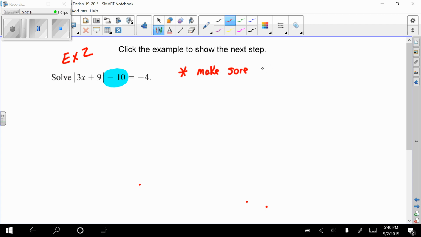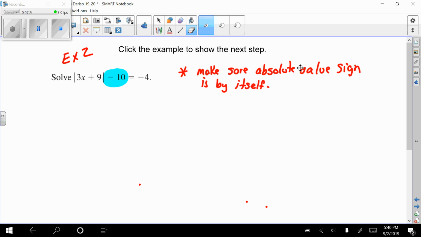the absolute value sign is by itself. So what we may need to do, and we're going to have to do it in this case, is unfortunately do a little bit of work here to get the -10 to the other side. So what I am going to do is add 10 to both sides. The only reason I'm doing that is to get that -10 to the other side.